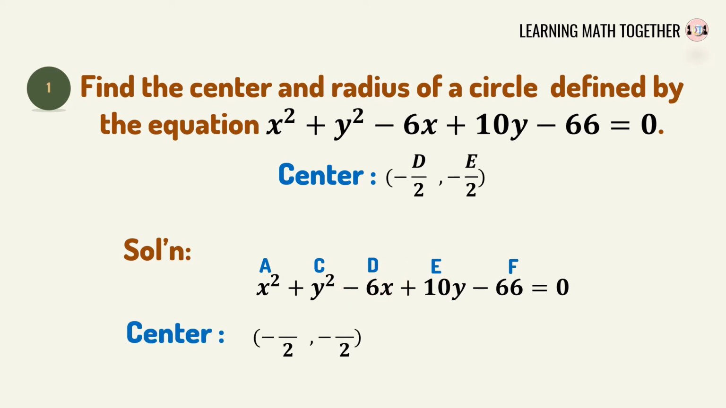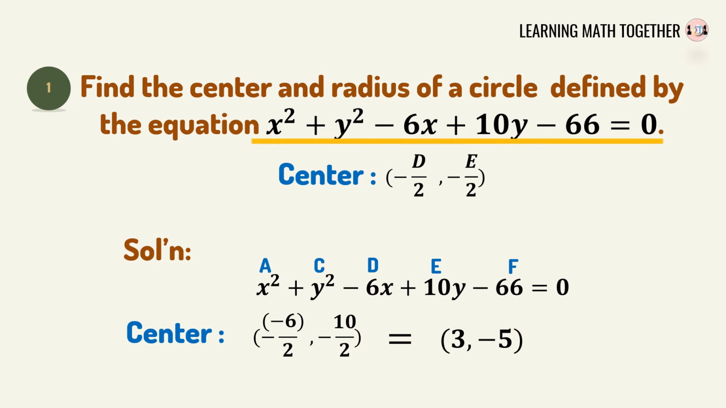Let us just substitute it here. D is equal to negative 6, you put it here. And then E is equal to positive 10, then write it here. And then simplify this further. Look at this first coordinate. We have negative 6 over 2, and we also have the negative sign there. So negative times negative becomes positive. So 6 divided by 2 is simply 3. Negative 10 divided by 2 is equal to negative 5. Therefore, given the general equation of a circle, the center is at 3 and negative 5.